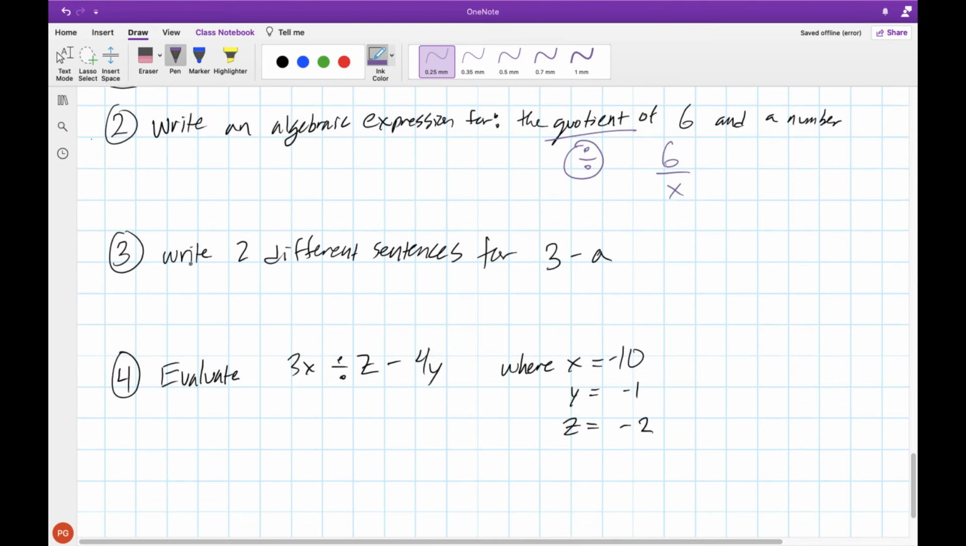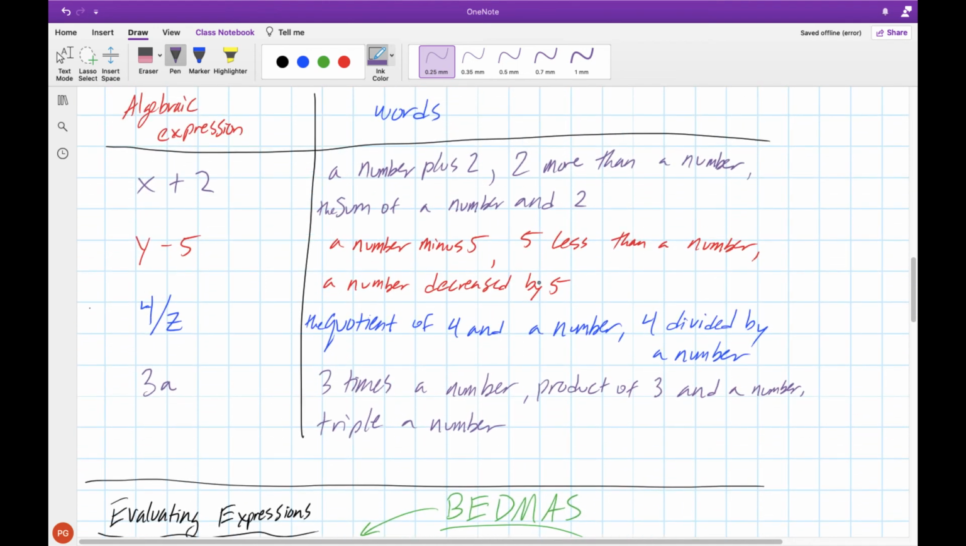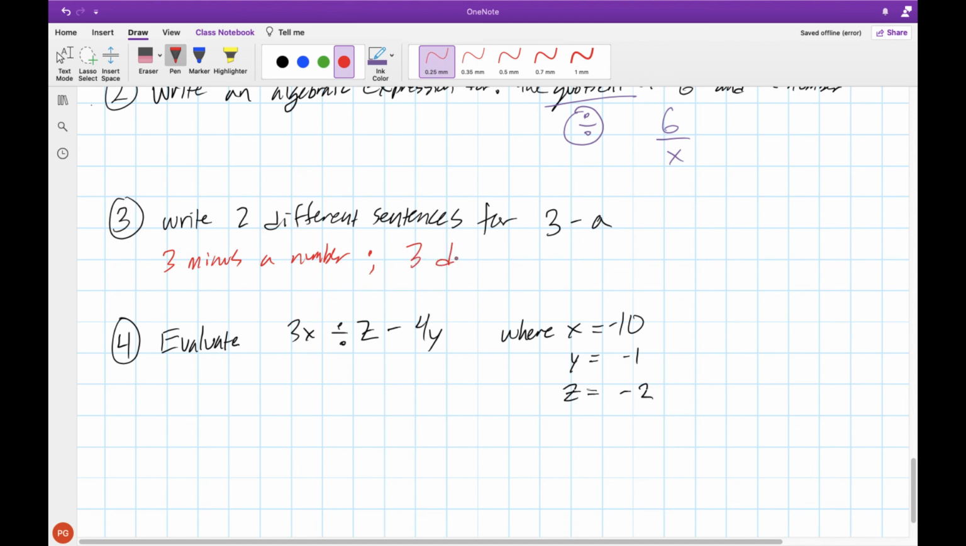Doing this in reverse, we want to write 2 different sentences for this right here. Anytime you see subtraction, you could go up to this table that we saw up here. We look for some of these key words: minus, less, decreased. Let's see if we can use all 3. You only had to come up with 2, but I'll use all 3 here. So we could use minus, 3 minus a number. We could use decreased, 3 decreased by a number. The order is important here. Whichever one comes first tells us which one's coming first here. 3 is being decreased by some number.